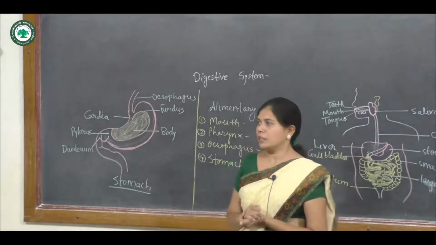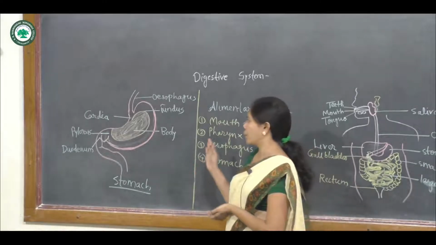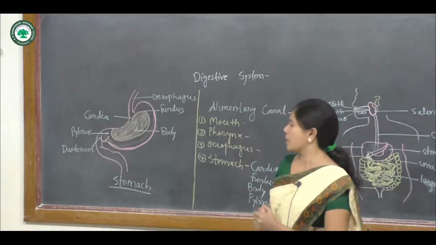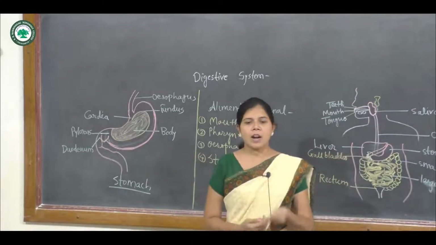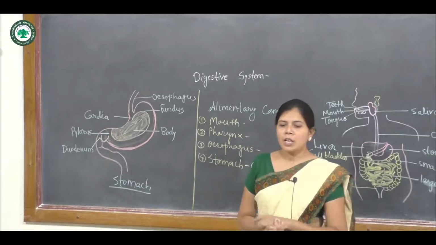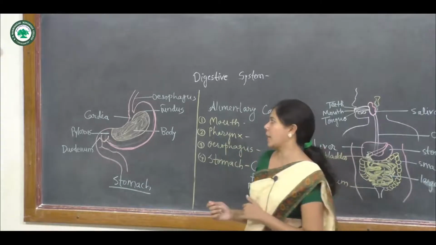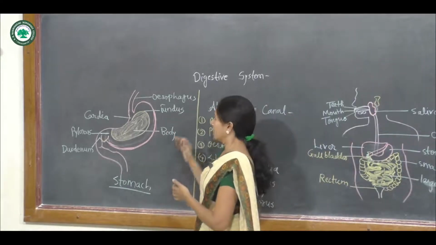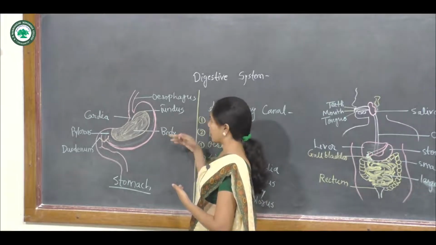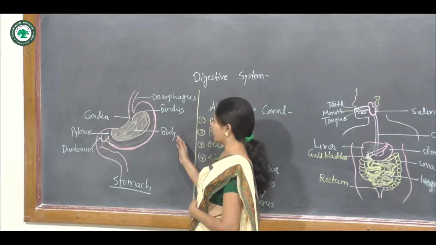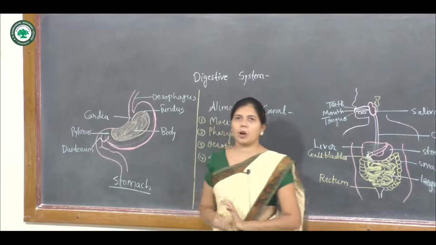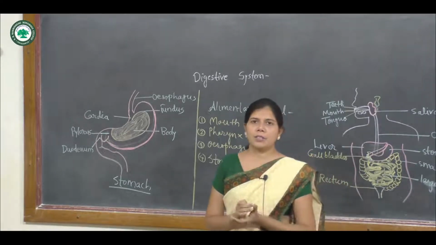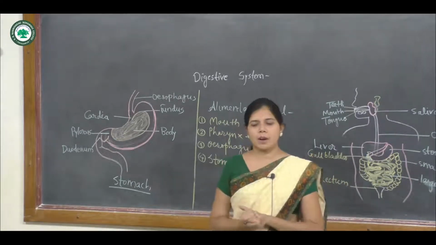Next to the cardia, the second part of the stomach is known as the fundus. The fundus is a dome-shaped region, present above and to the left of the cardia. The next part of the stomach is the body. It is the main part of the stomach, and the body forms a large central portion of the stomach.